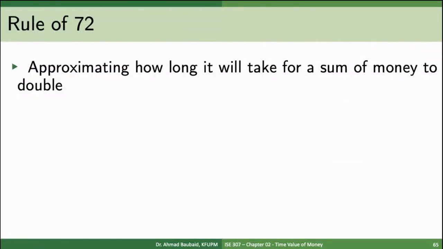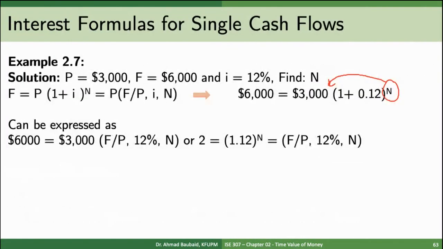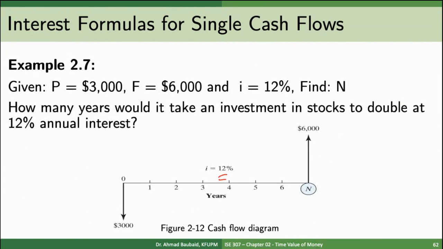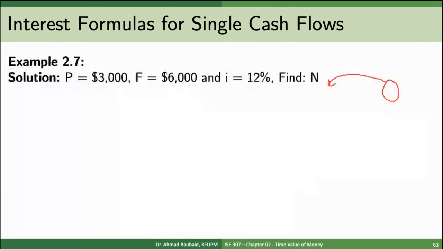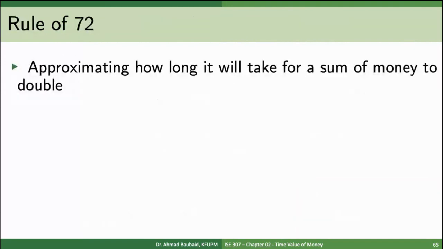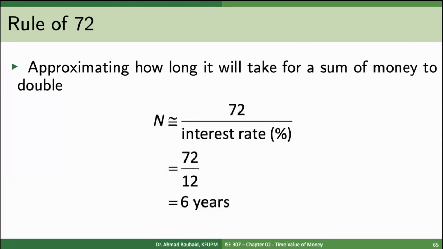A nice little thing to know is that if you look at the statement of this problem here, it says, how long will my investment take to double? So there's this nice little rule called the rule of 72, which approximates how long it will take for any sum of money or any investment to double in size. What this rule says is that if you want to find how long it will take, so you want to find n, you take 72, that's where the name comes from, the rule of 72, and you divide by the interest rate of the problem.